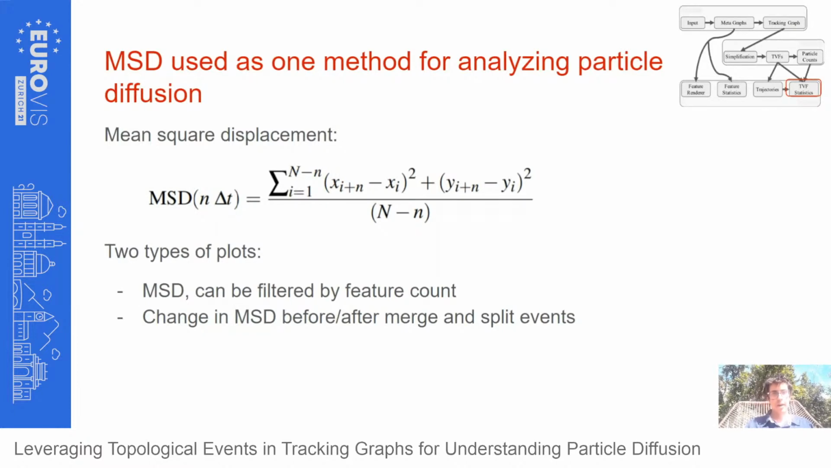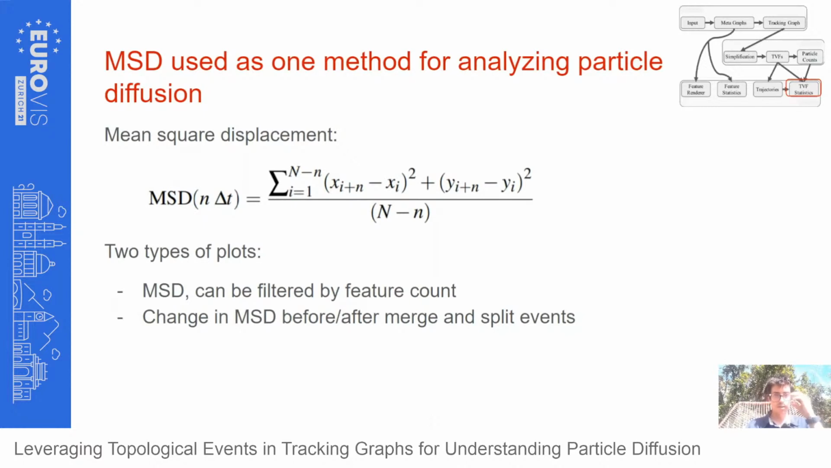The second way is to perform a similar analysis, but after filtering the trajectories by the number of particles corresponding to that TVF. This filtering is performed by iterating all TVFs and extracting the TVFs that contain the number of particles specified by the user.